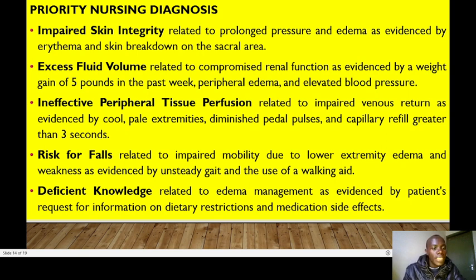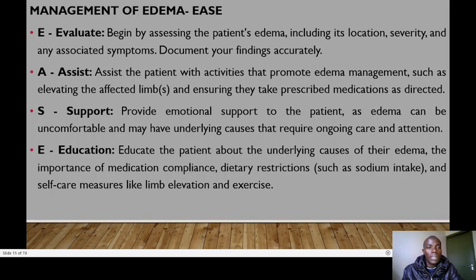We could also have risk for falls related to impaired mobility due to lower extremity edema and weakness as evidenced by unsteady gait and use of walking aids. Lastly, we can also have deficient knowledge related to edema management as evidenced by the patient's request for information on dietary restrictions and medication side effects. Guys, we can pick either of these nursing diagnoses that could be relevant for your patient.